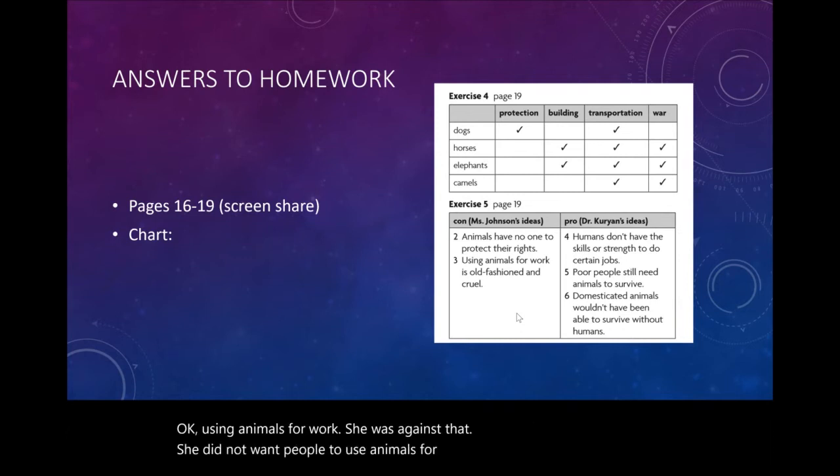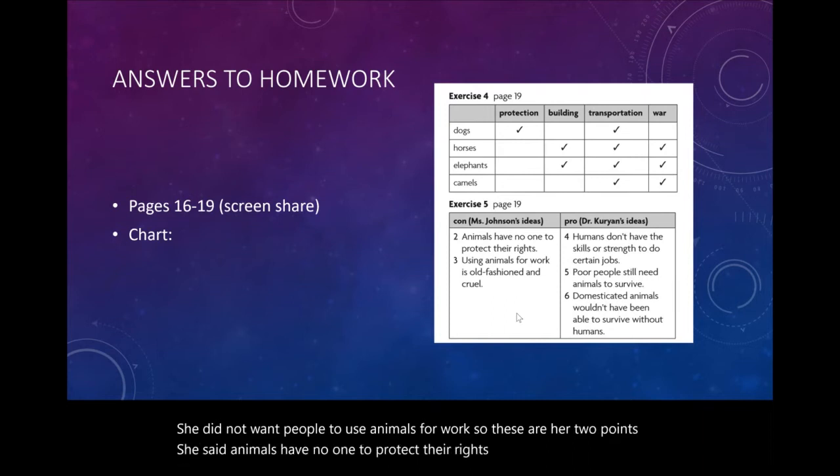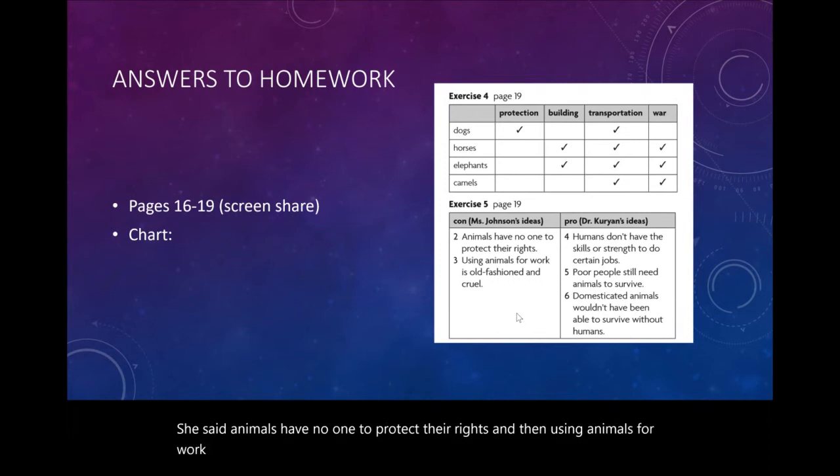So these are her 2 points. She said the animals have no one to protect their rights, and then using animals for work is old-fashioned and cruel. Those are the answers to that side.